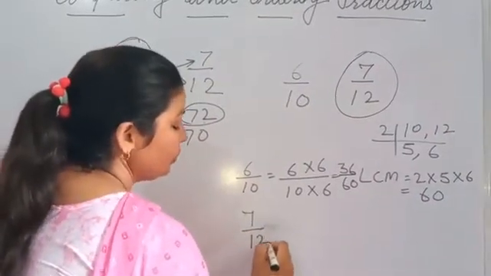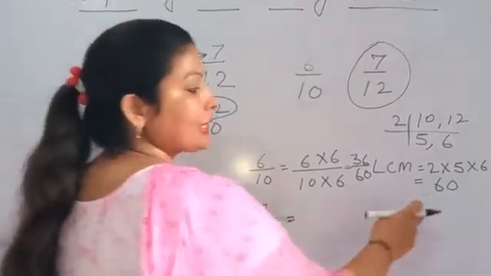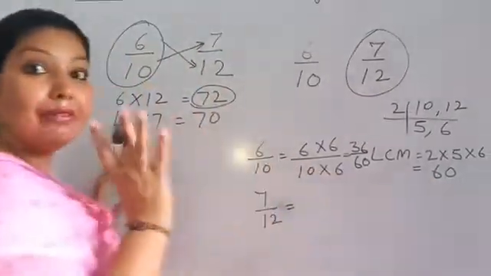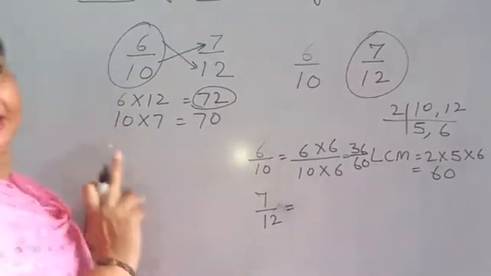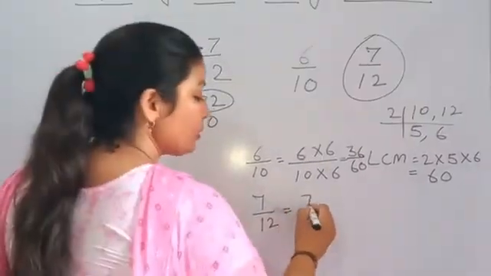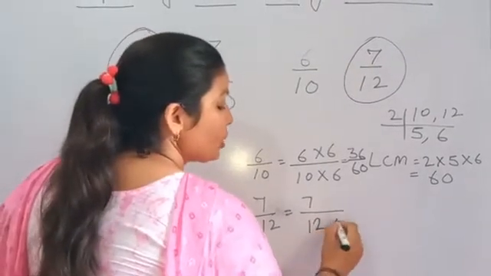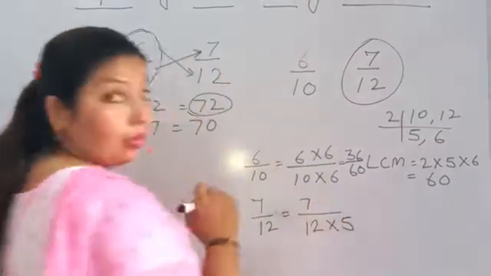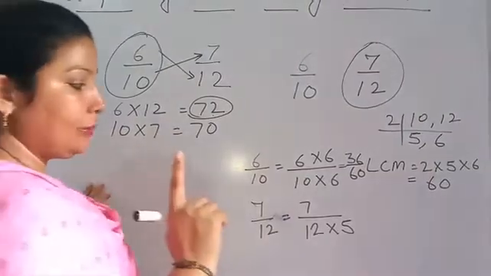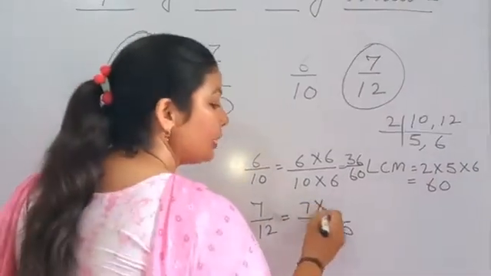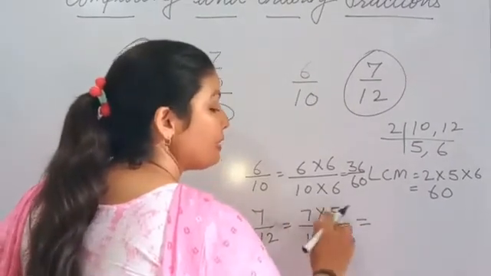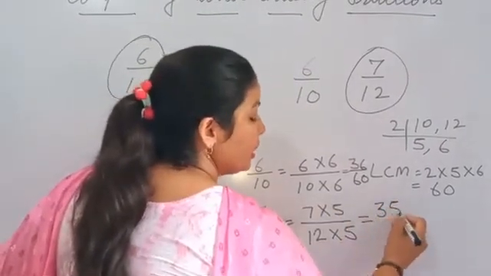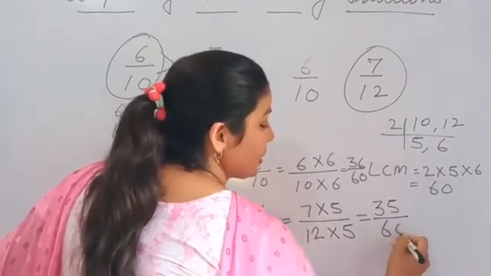So 7 upon 12. Now in the 12 table where is 60? 12 5s are 60, at the 5 number. So that means we should multiply numerator and denominator both by 5. ये नहीं कि हम सिर्फ 12 को कर दिया हमने 5 से और 7 को छोड़ दिया. So that will be wrong. Both should be multiplied by 5. जब हम denominator को change करें तो we should change our numerator also. Now 7 5s are 35 and 12 5s are 60.